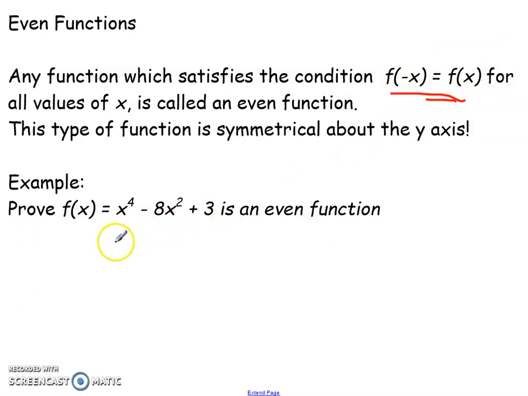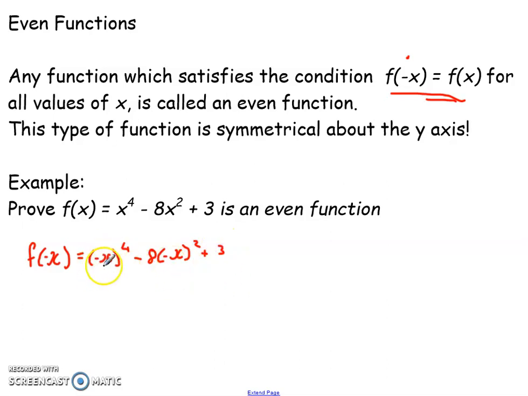So this condition here is one that this equation here would have to satisfy to be an even function. Now to prove it, what we have to do is start with the left hand side here and somehow get to the right hand side. So if I'm looking to prove that that function is an even function, if I start by doing f of negative x, what I end up getting is negative x to the power of 4 take away 8 times negative x all squared plus 3.